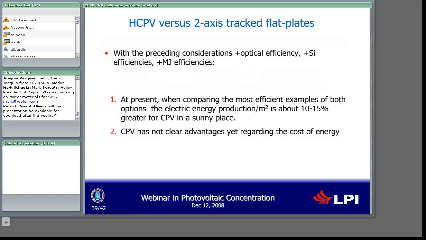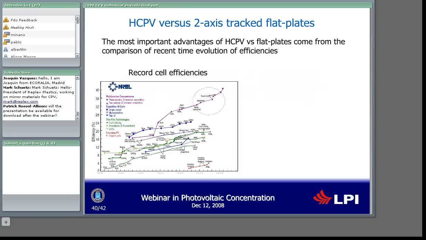And then, at this moment in time, there is no clear advantage regarding the cost of the energy produced by CPV versus flat panels when using two-axis tracking. However, what we think is that the most important advantage of HCPV versus flat plates in two-axis trackers comes from the potential shown by the recent time evolution of efficiency, showing the potential of HCPV.